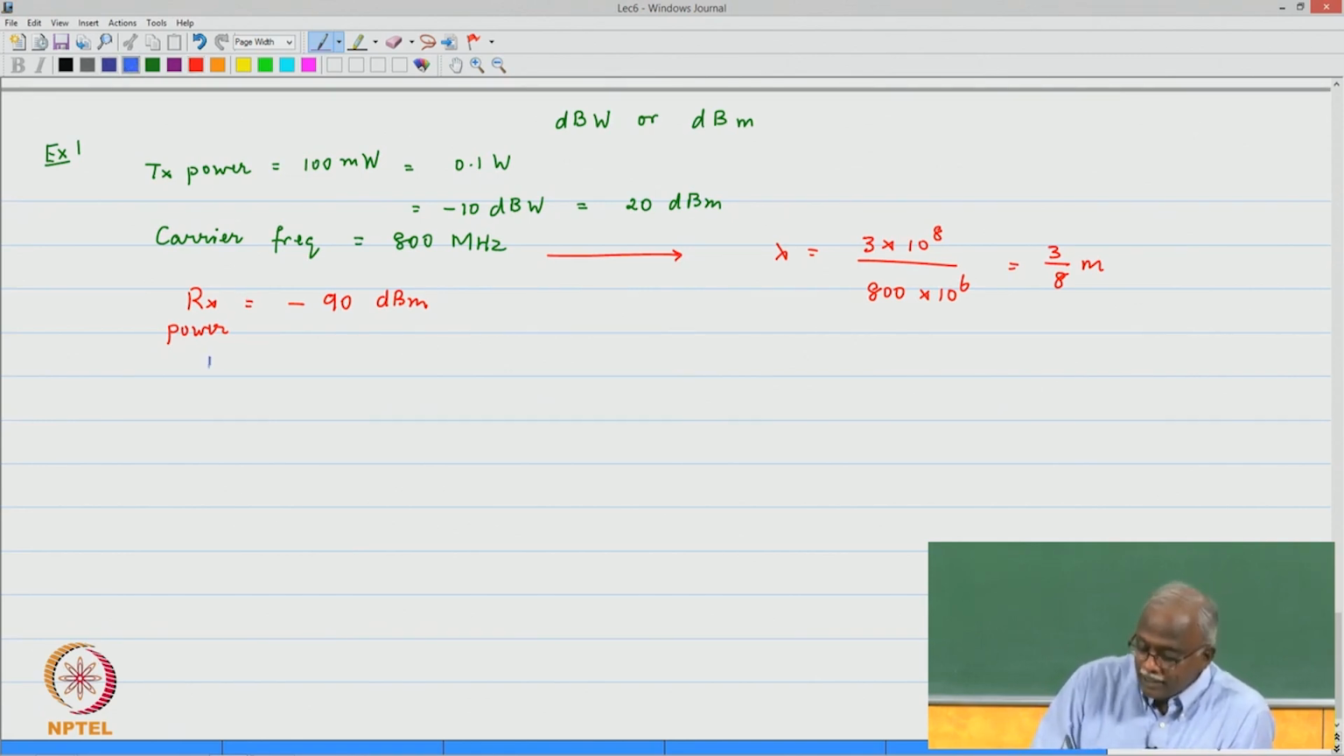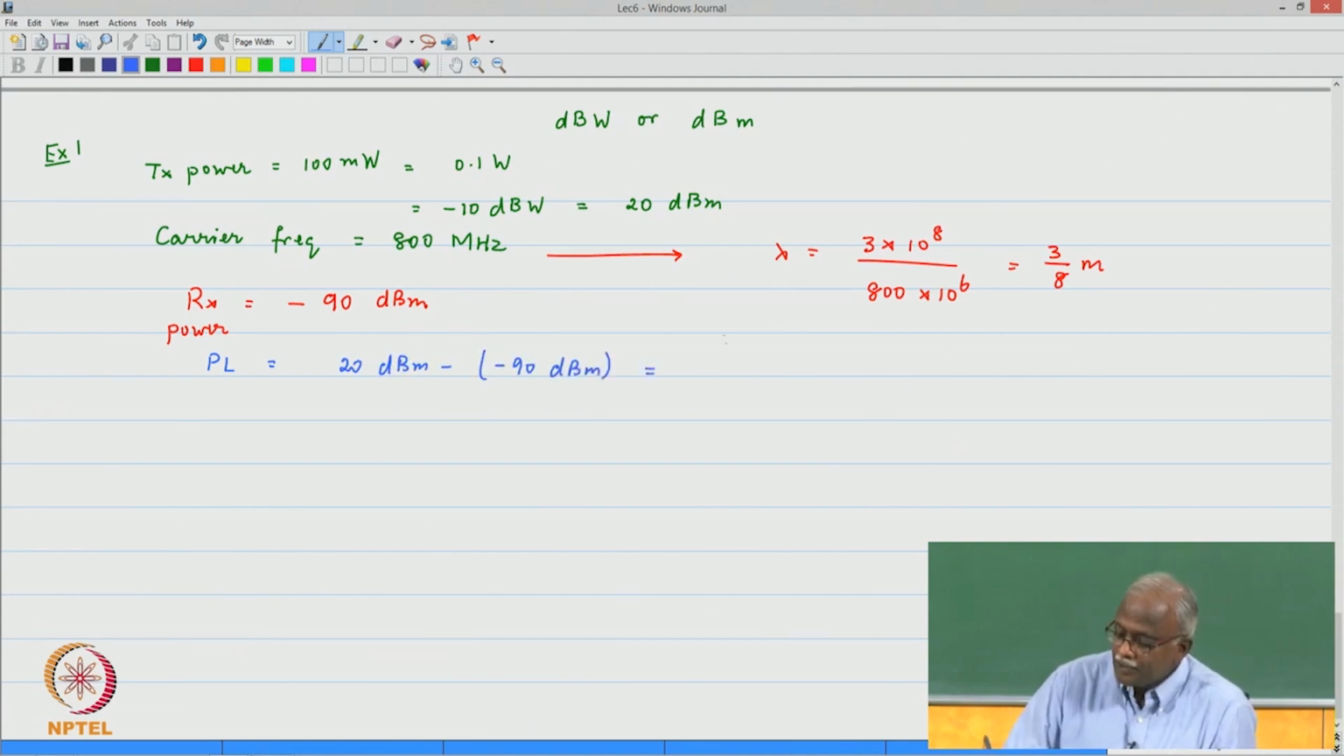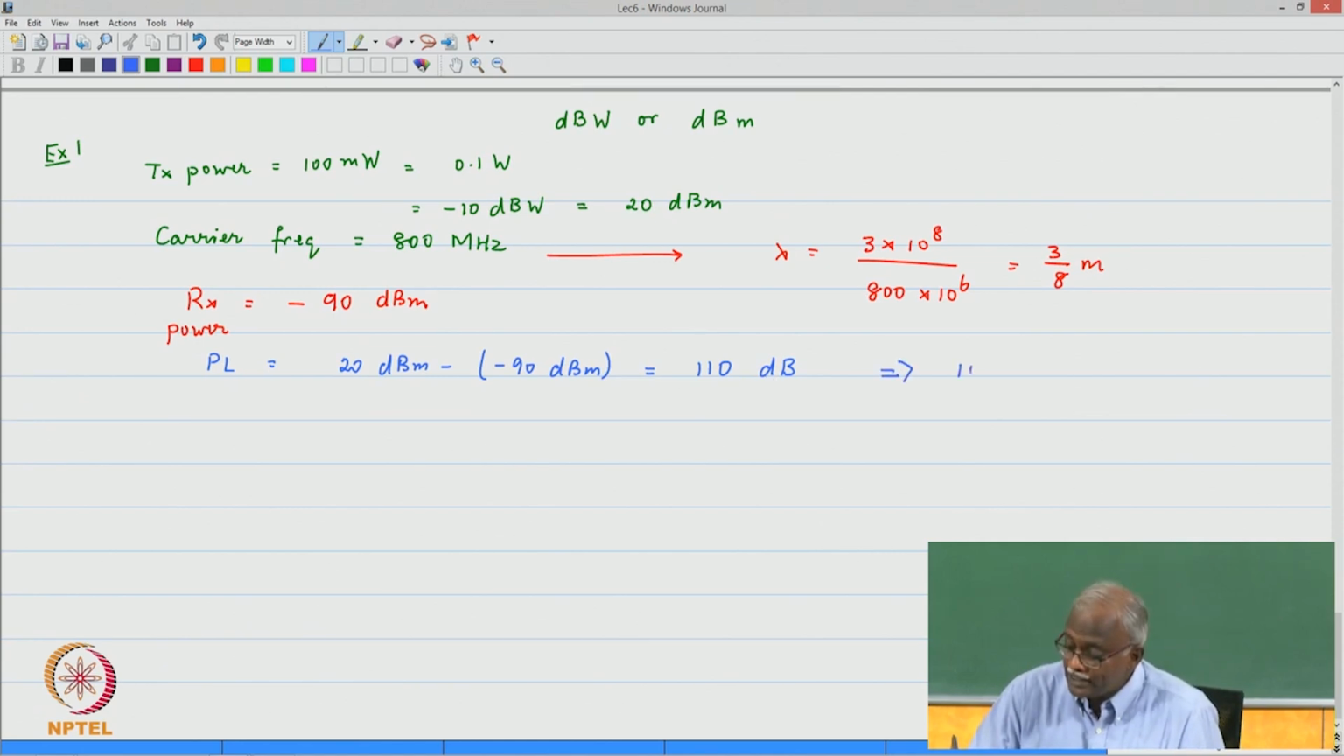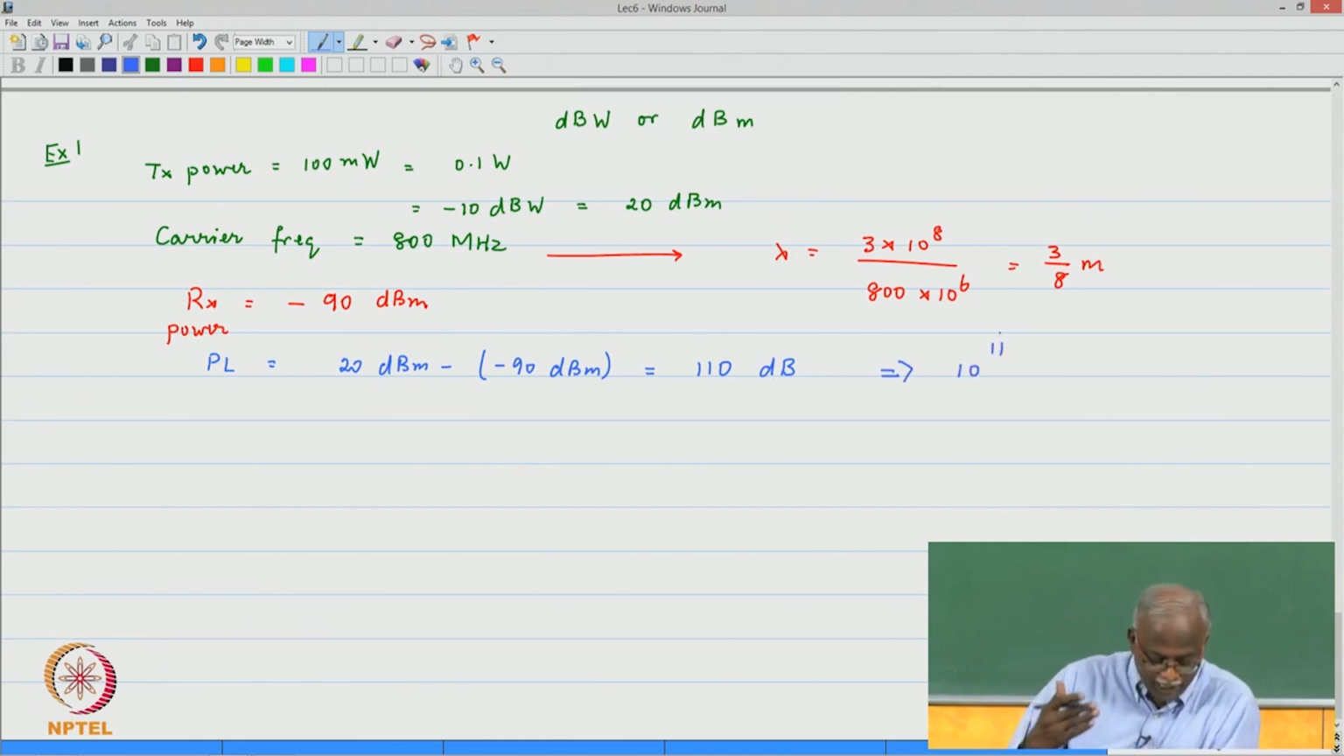Now, the difference between the transmitted power and the received power is the path loss. So, that tells me that the path loss is equal to 20 dBm minus 90 dBm. This gives me 110. Difference of two dBm quantities, or the ratio of two powers, is a dimensionless quantity. So, this is 110 dB. Please do not write it as dBm, it is 110 dB, because it is a ratio of two powers. So, the path loss in dB is 110, and this effectively corresponds to, on a linear scale, 10 to the power of 11, which is a very large number.